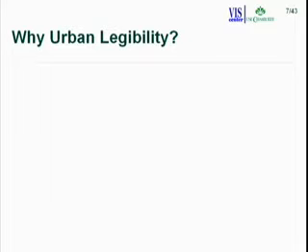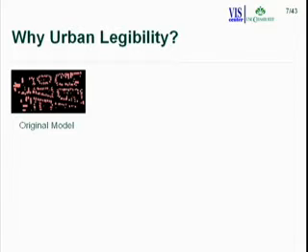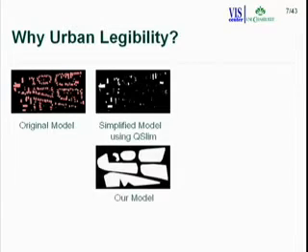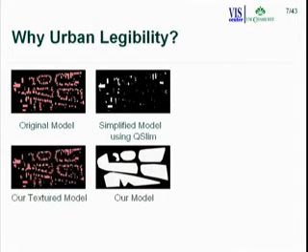So the question is, why do we decide to use urban legibility? To give you an idea, here we take an original model. These are a bunch of buildings in our Atlanta data set looked at from a top-down view. This is what you would get if you use a traditional simplification method such as QSlim, and I'm assuming people know what QSlim is. But what you see is that a lot of the buildings get decimated to a point where it doesn't really look like a building anymore. Whereas our approach is a little bit different. We take an aggregated approach, and this is what you will get. And if we apply a texture map onto our model, this is what you end up with at the end.